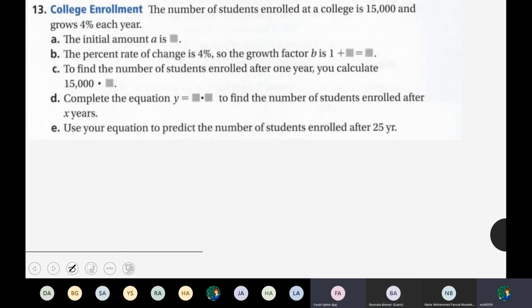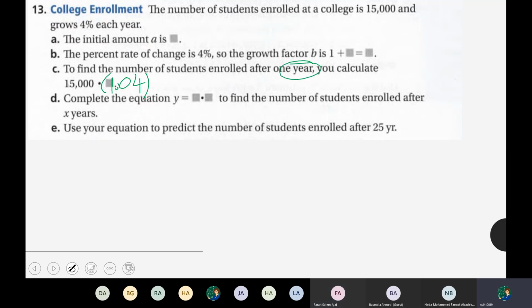Sorry, miss, but in number A, nothing is written. It is the question only. It's written, but when I go, it's cleared. Okay, I will give you the answers. A is 50,000. B is 1 plus 0.04, which equals 1.04. And C is 50,000 multiplied by 1.04 only.